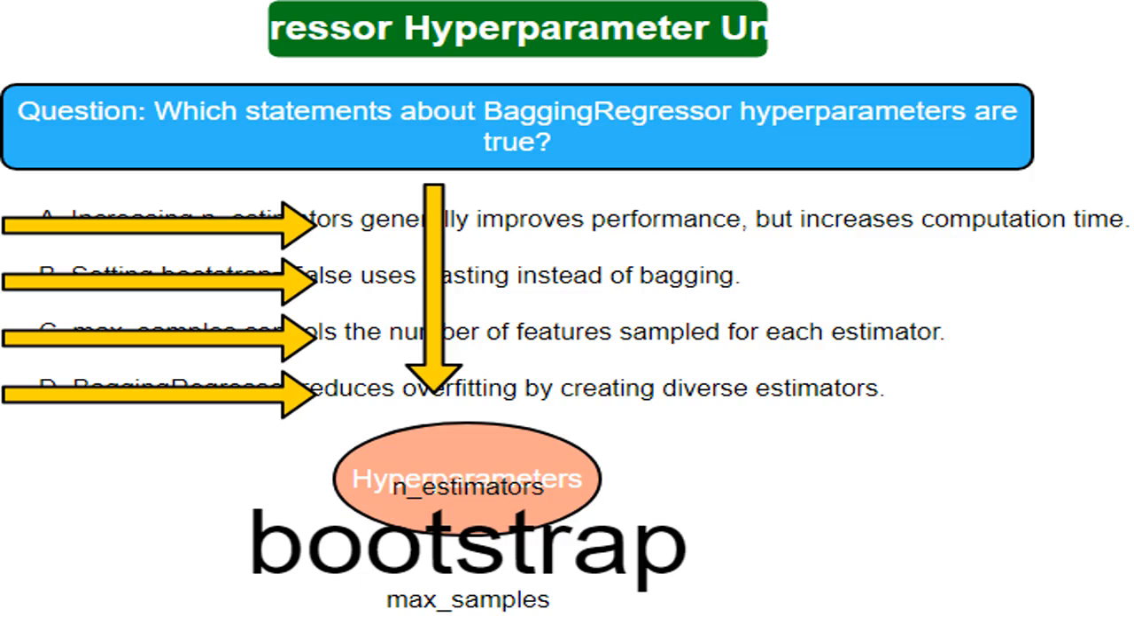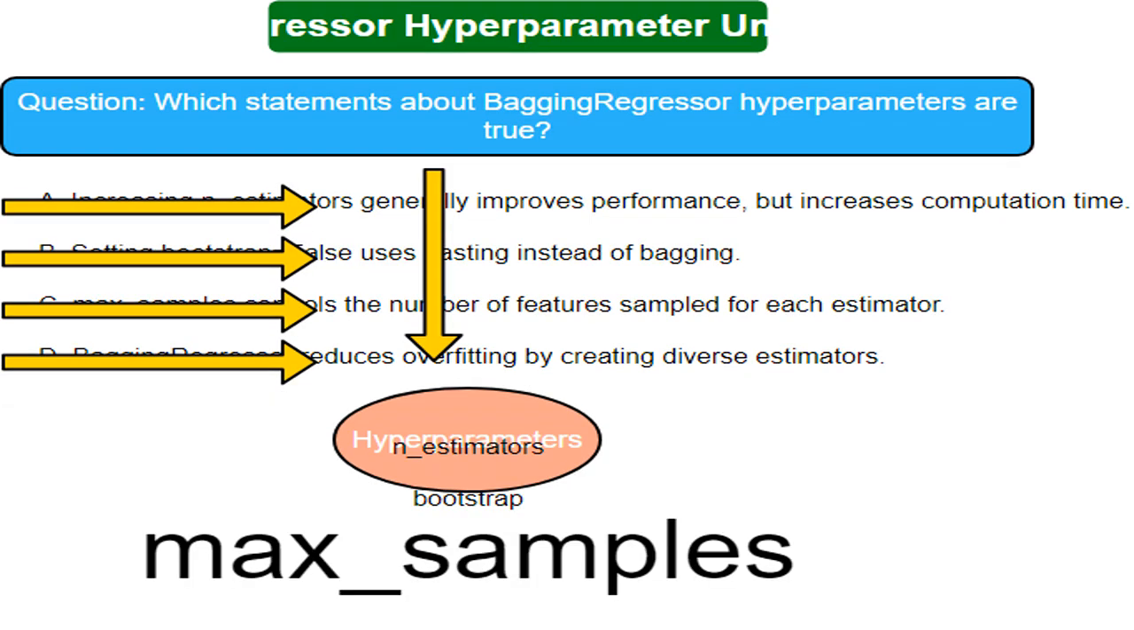This Boolean hyperparameter controls sampling with or without replacement. Setting bootstrap equals true implements bagging, where the base estimators are trained on random subsets of the training data with replacement. If it's false, we use pasting, sampling without replacement. Each data point is used only once per subset of the data for each model.